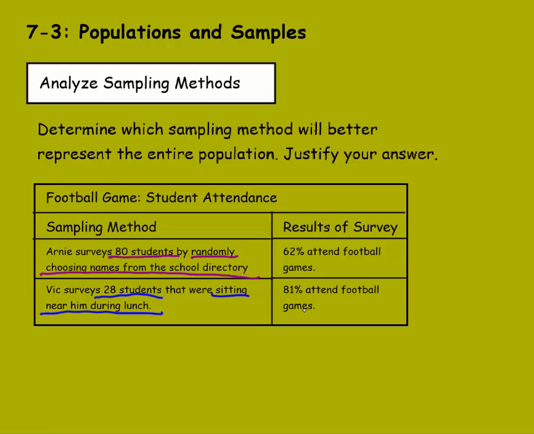And you'll notice that more of these people attended the football games. Maybe Vic is a football player, so he sits all by all the football players. And that's going to skew the data. It's going to be wrong then. This is probably not 81% of the people in the school are attending that football game.